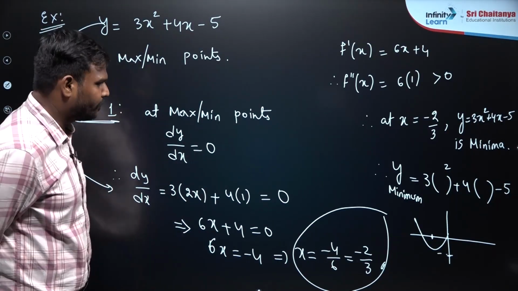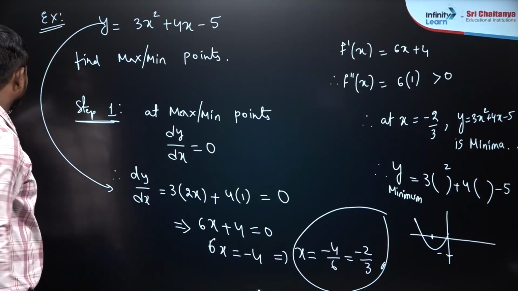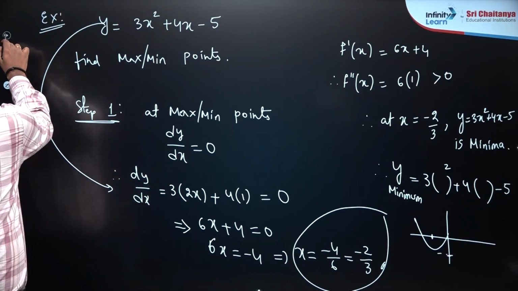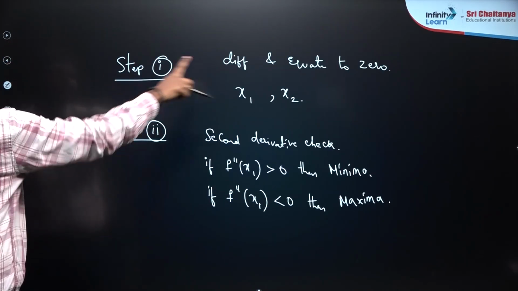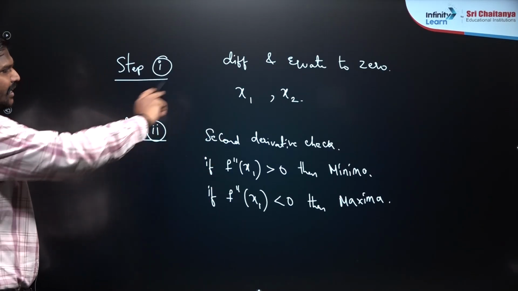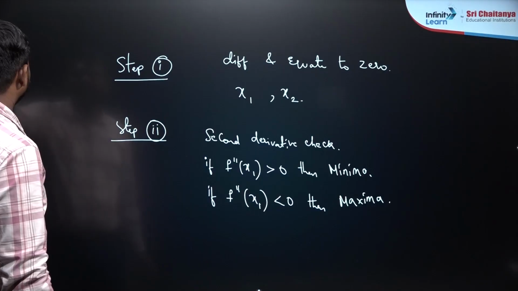Now again we will discuss one more example. Okay, please copy sir quickly. Next, step 1, step 2: differentiate and equal to 0, second derivative check.